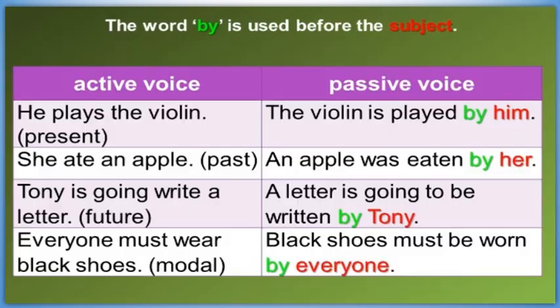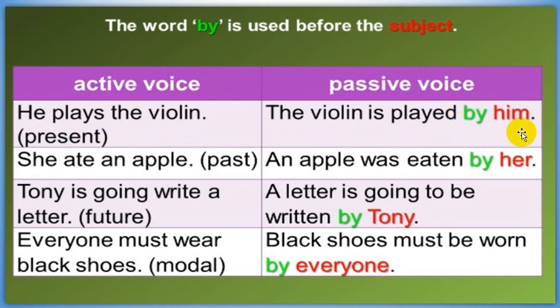Now, the word by is used before the subject. هذه أيضا قلناها بالactive voice. مثلا هنا بالpresent he plays the violin. Okay. In the passive voice the violin is played by him. أنا أقدر أوقف لي هنا the violin is played.